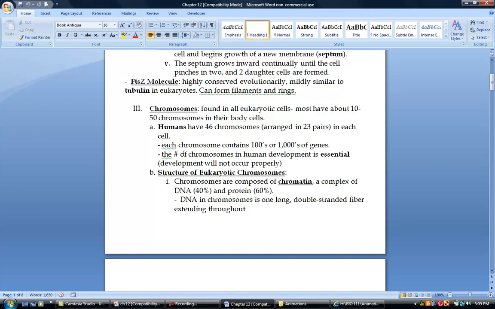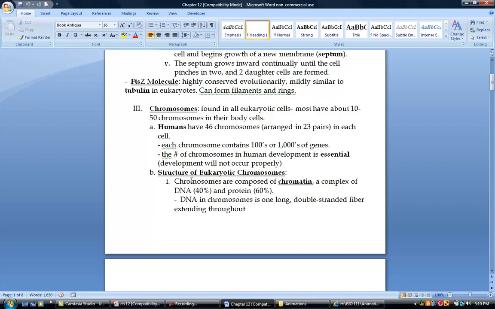On your chromosomes is where you find all of your genes, and they can have, like I say, hundreds to thousands of genes. Now, as you know, the number of chromosomes you have is essential to your development. If you have an extra one or you don't have enough, then things can happen. And that's what we did in the lab when we were doing the babies, where you were doing those karyotypes.